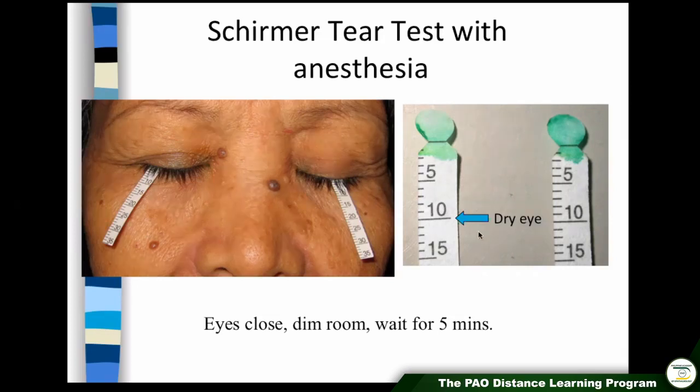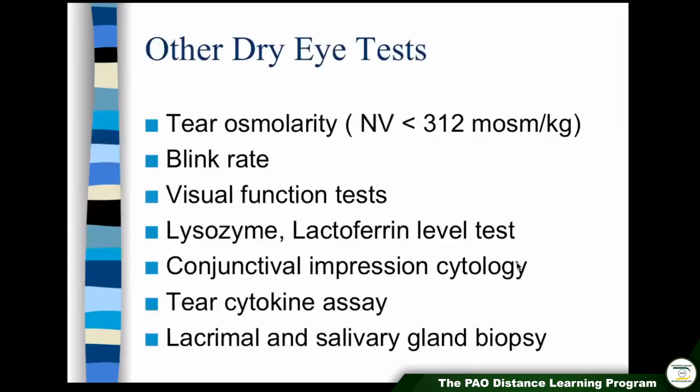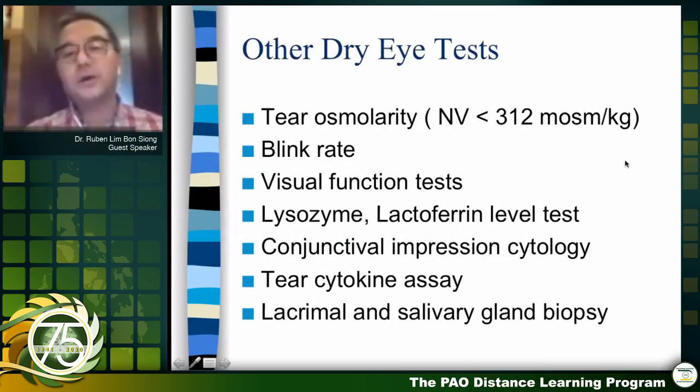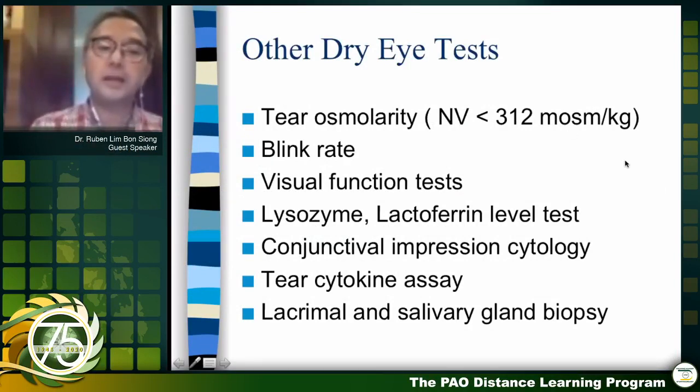The cutoff is 10 and below; you have to suspect dry eye. 5 and below is really dry, 5 to 10 could be equivocal, and more than 10 is normal. For tear osmolarity, if you do have it, the cutoff value is 312. Anything above that will be abnormal, or a difference between the two eyes can also be a sign of abnormality.